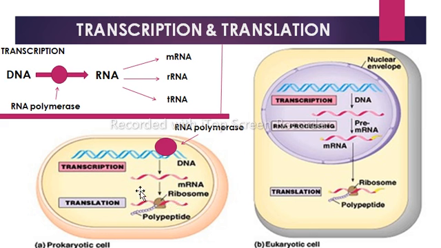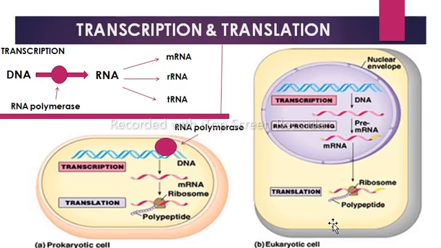Mostly in prokaryotes, transcription and translation occur simultaneously, or we can say coupled transcription and translation, because prokaryotes have no nuclear membrane, while in eukaryotes transcription occurs in the nucleus and translation occurs in the cytoplasm because eukaryotes have a nuclear membrane.